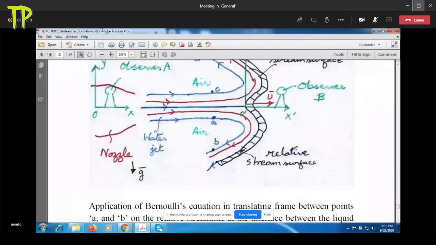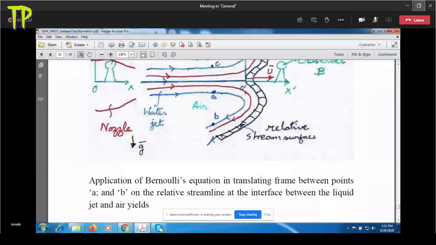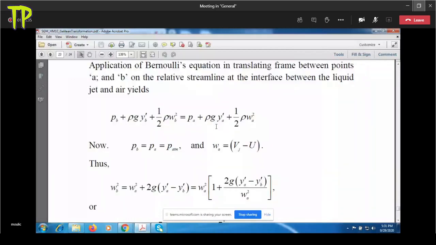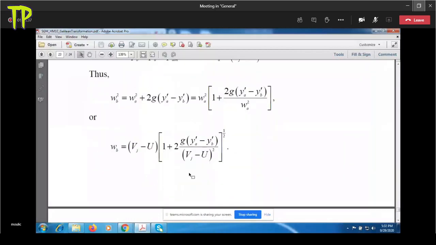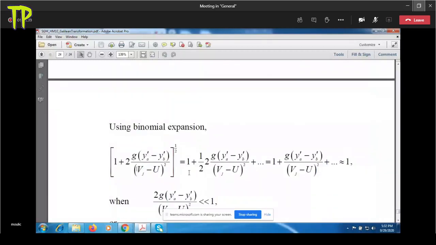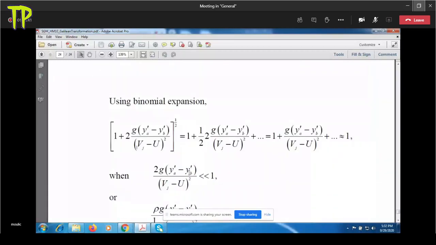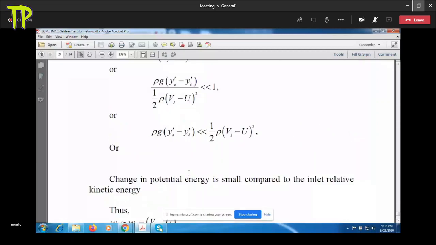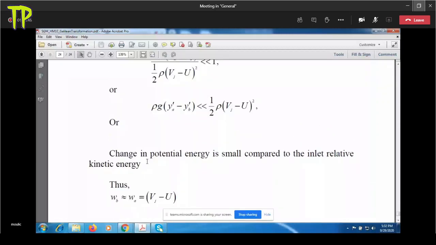So the change in the kinetic energy is the negative of the change in the potential energy. And the change in potential energy is small over here, so the change in kinetic energy is small. So if the kinetic energy is the same, that means the relative velocity magnitude at point A and point B will be the same. That's a very good approximation. So what we are saying is that when the change in potential energy is small, WB is approximately WA, which is Vj minus U.